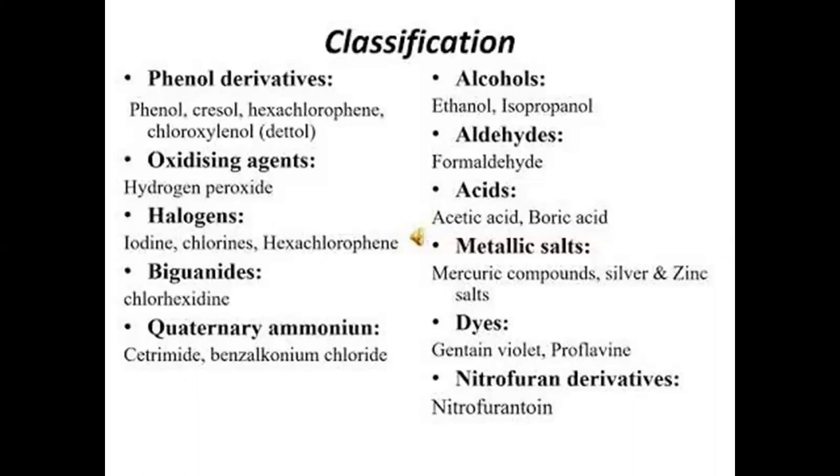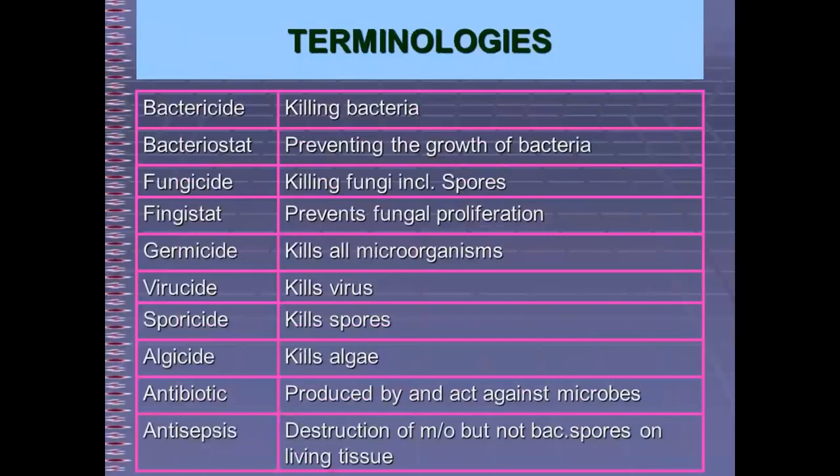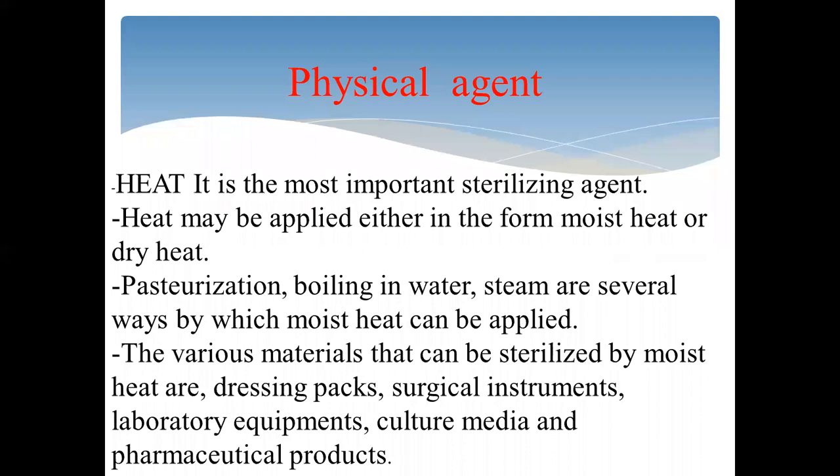So let's see the classification one by one, how they are used, how they show their role as an antiseptic or disinfectant agent, and their preparation and dose. We should start from the physical agent. In the physical agent, heat and ultraviolet light. By producing heat, the growth of microbes or any bacteria is prevented. So heat is a most important sterilizing agent.